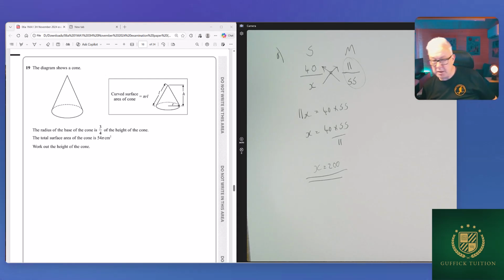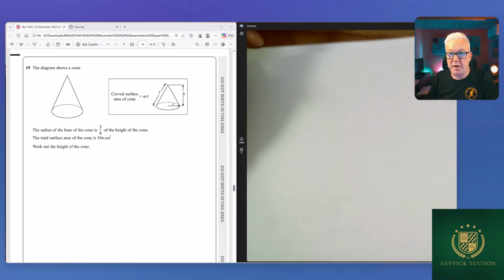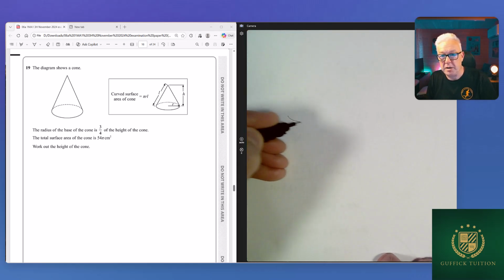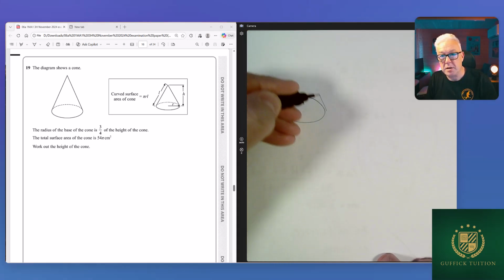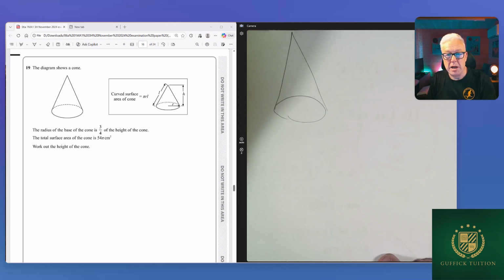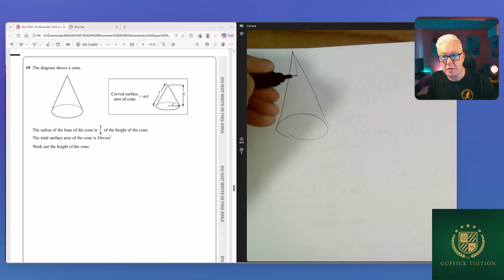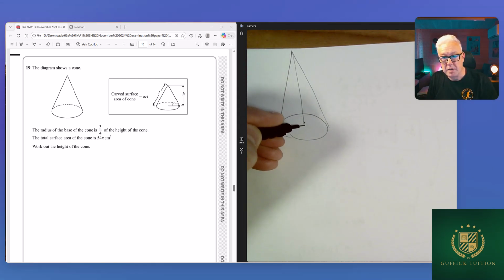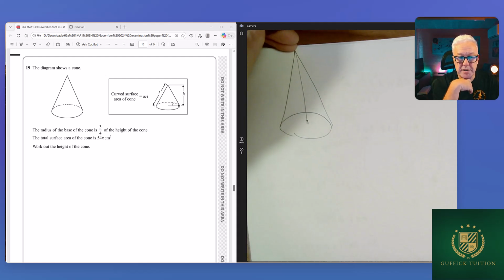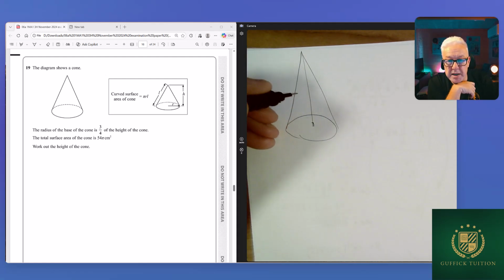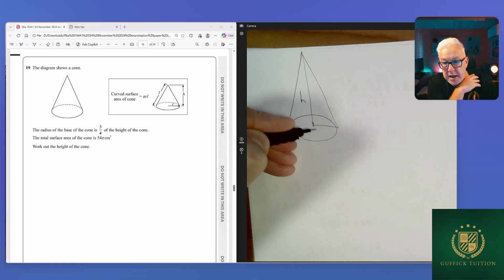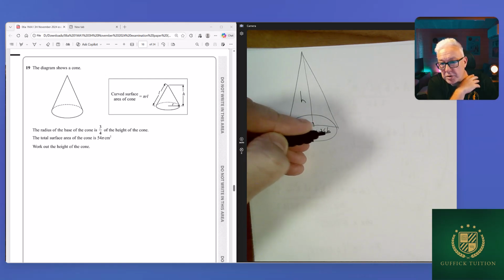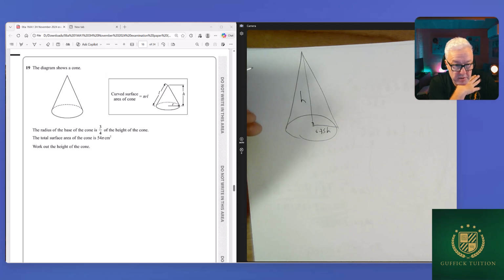Okay, so let's have a little sketch of our cone and get some labels on here. There is our cone. Now, what do we know about this cone? They're saying that the radius is 3/4 of the height. So let's call the height h, and the radius is therefore 0.75, or we could call it 3/4 of h. The radius at the base of the cone is 3/4 of the height of the cone.